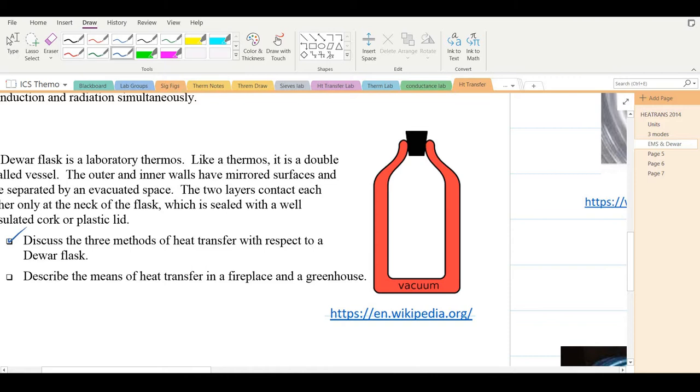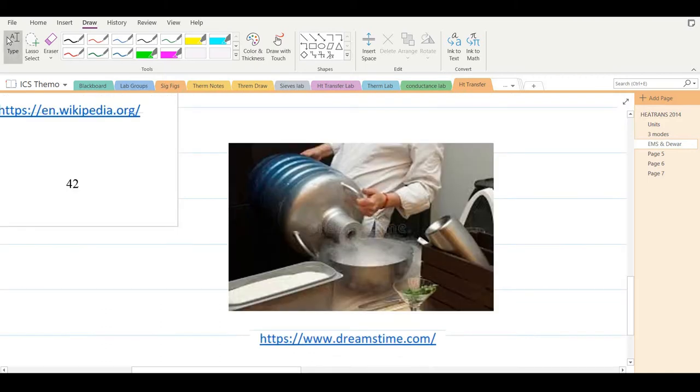We use Dewars at the college to store liquid nitrogen. Now, liquid nitrogen boils at minus 196 Celsius. It would not stick around very long in a regular thermos. But industrial Dewars are very good at insulating. In fact, we can keep liquid nitrogen in a Dewar for at least 3 weeks, possibly 4 weeks, at room temperature storage.